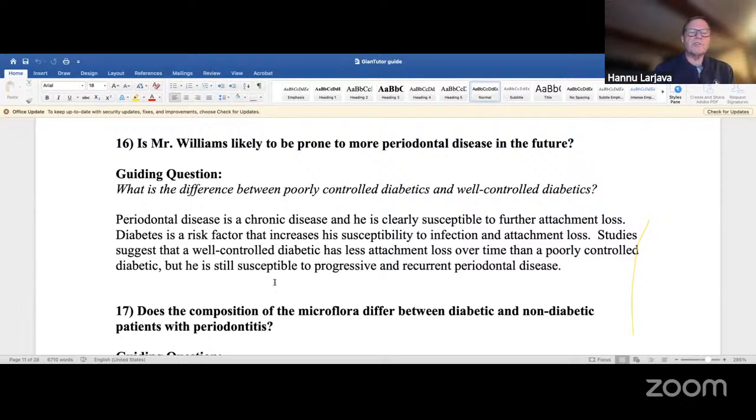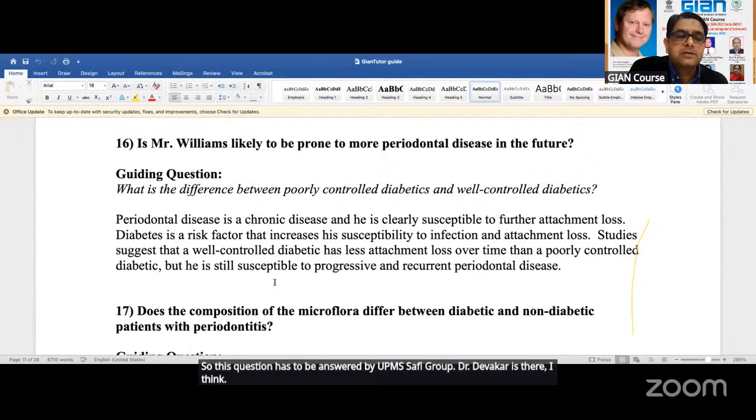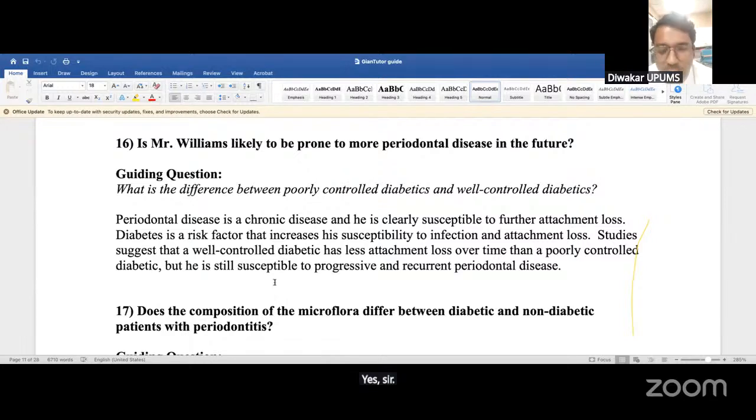Is the composition of microflora or microbiome different? So this question has to be answered by UPMS SAIF group. Dr. Devakar is there, I think. Yes, sir. UPMS, yes, please answer this question. Yes, sir.